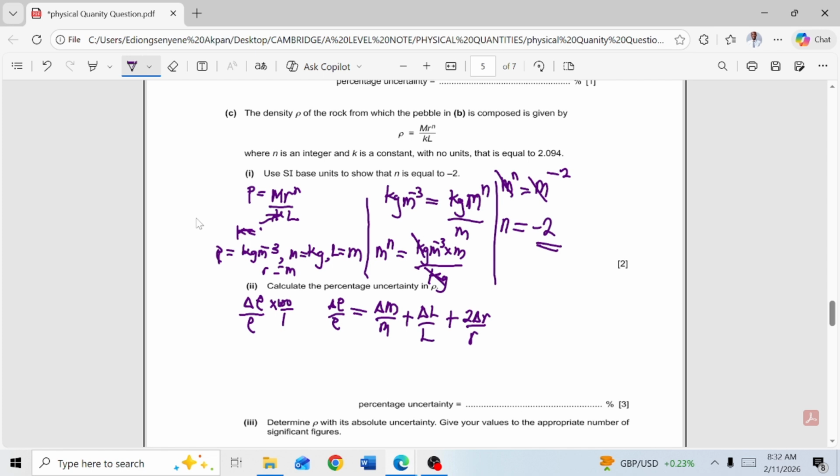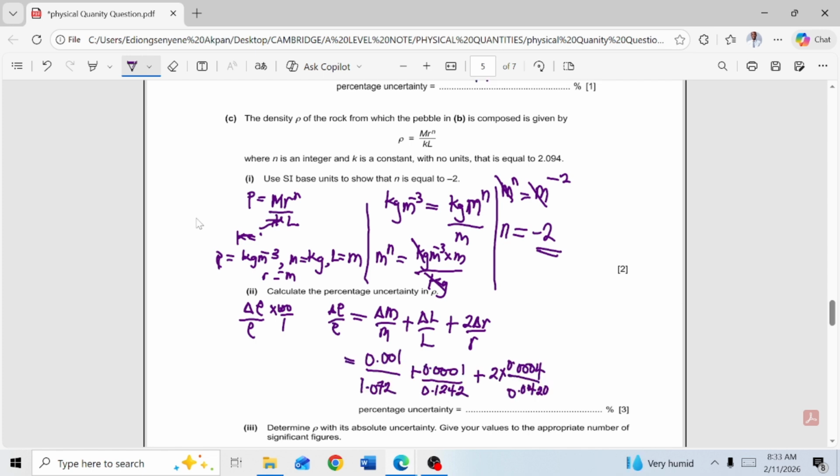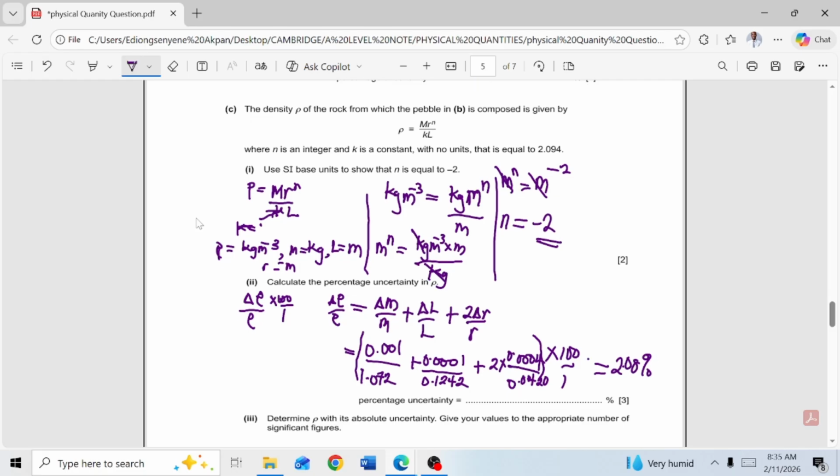So let's substitute the values. When we have everything like this, we will put them together, times 100 over 1. So this gives us 2.08%. That is the percentage uncertainty.